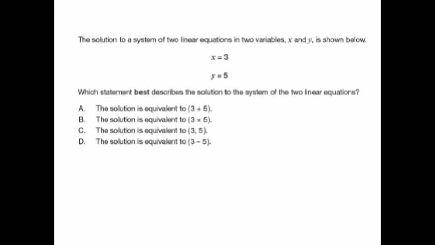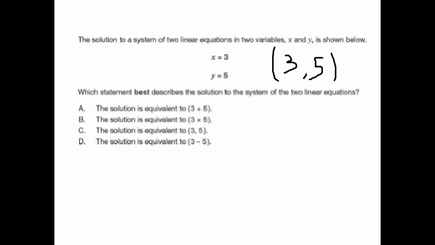All right, so let's read this first one. The solution to a system of two linear equations in two variables, x and y, is shown below. X equals 3, y equals 5. Which statement best describes the solution to the system of the two linear equations? Well, if I've already solved my equations and I've come out with x equals 3, y equals 5, I can just go ahead and write them as a coordinate pair, (3, 5).